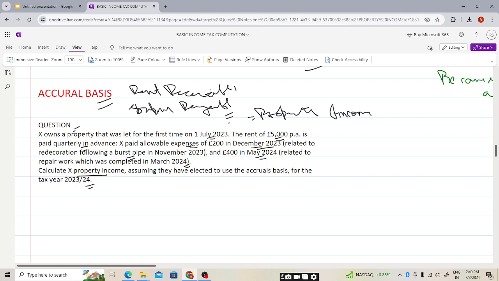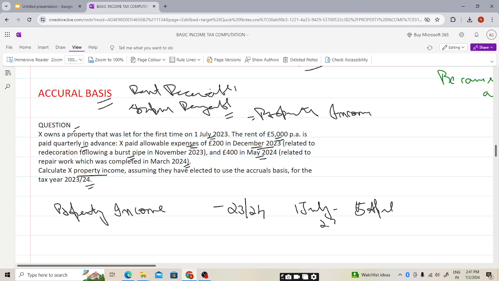Then what other things? Replacement relief and finance cost are also the same, allowable deductions also the same. So now property income, this is accrual basis. Accrual basis means for 23-24, but you are letting it on 1st July. From 1st July till 5th April you need to calculate. Clear with this?